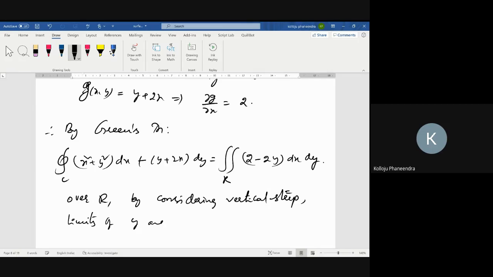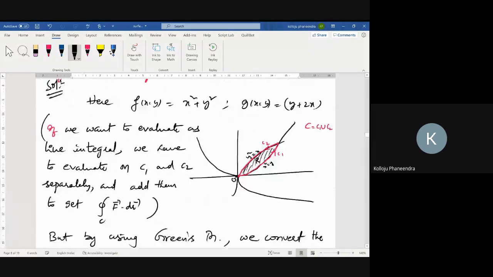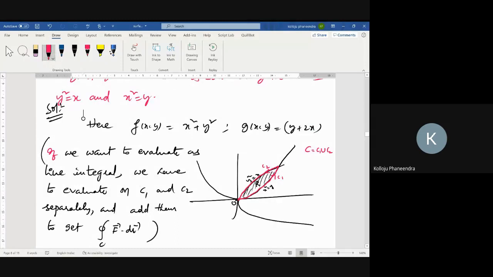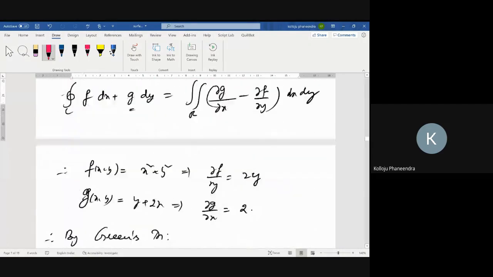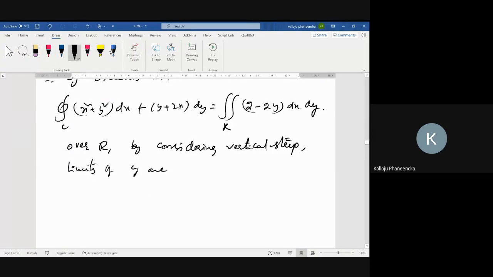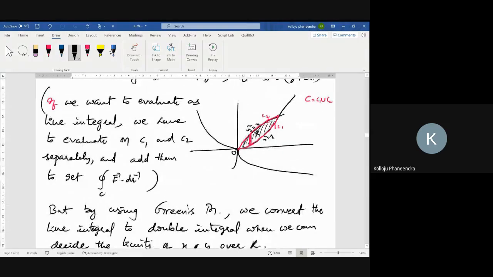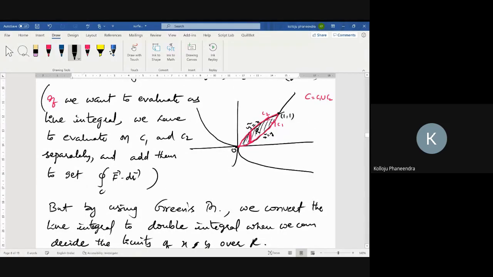see what is this? This is the vertical strip. Let me consider the vertical strip. Okay, so the lower limit lies on y equal to x square, the upper limit lies on y square equal to x. Limits of y are y equal to x square to y equal to root x, upper limit root x, and limits of x are x equal to 0 to 1. This value is 1. This point is 1 comma 1. So 0 to this value 1.